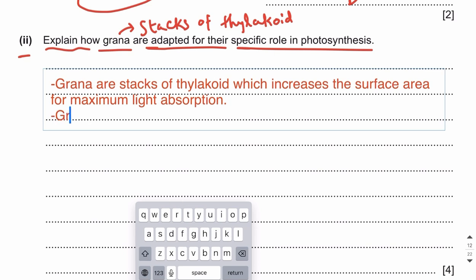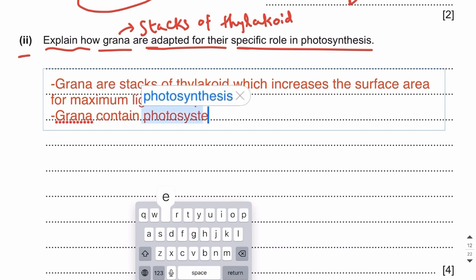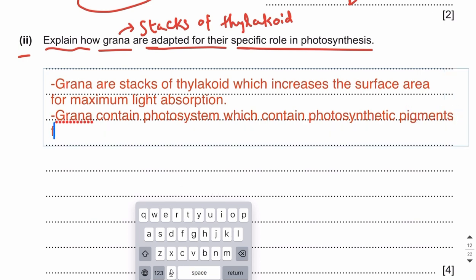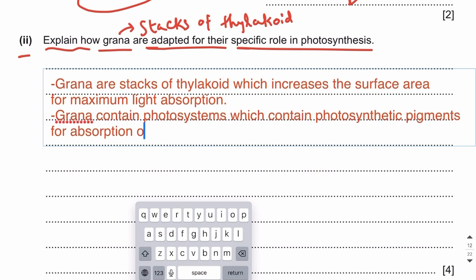We can also write that grana contain photosystems which contain photosynthetic pigments for absorbance of light, right? So this is another adaptation of grana for its function, right? Grana contain photosystems which contain photosynthetic pigments for absorption of light.